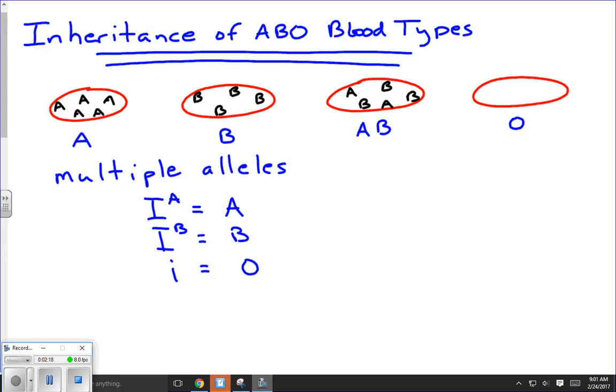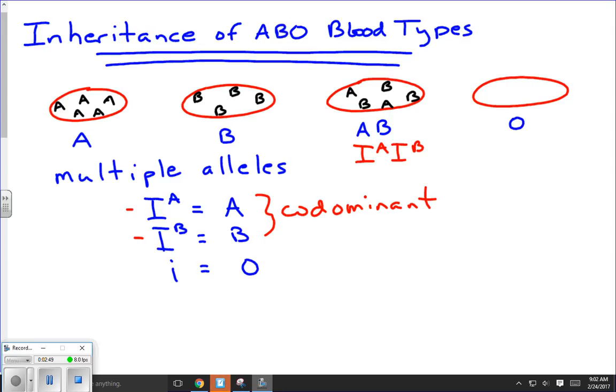And as it turns out, when it comes to human blood types, type A and B are co-dominant. And what that means is if an individual possesses a big IA and a big IB, they're going to make both A proteins and B proteins and would have type AB blood. So this type of blood right here could be represented by the genotype big IA, big IB.